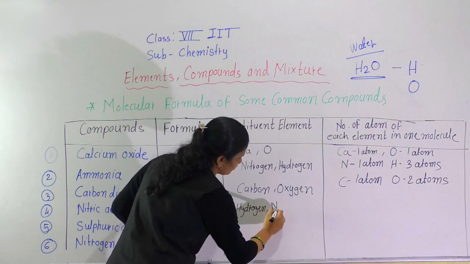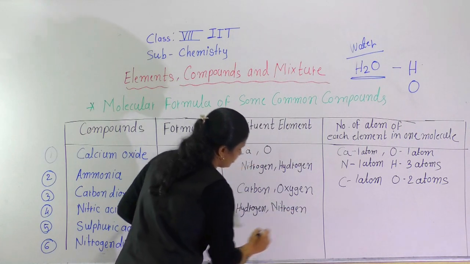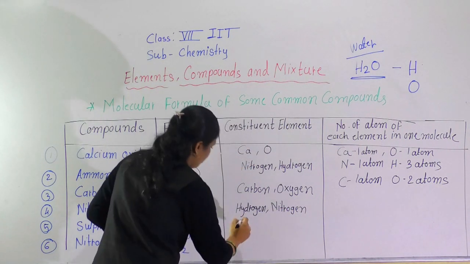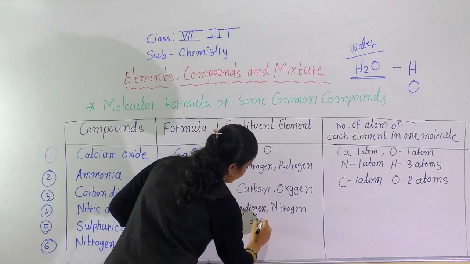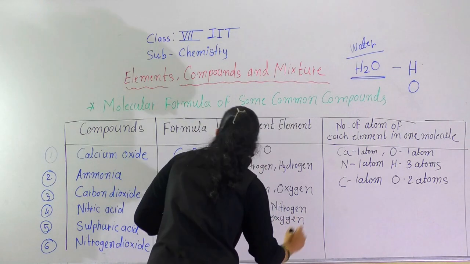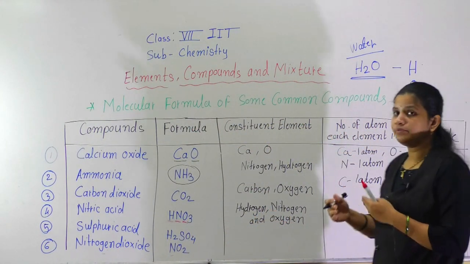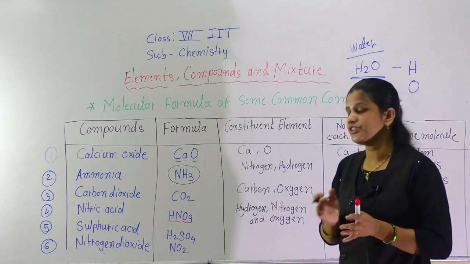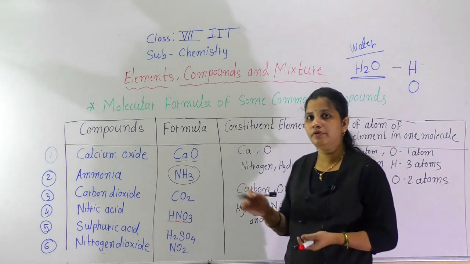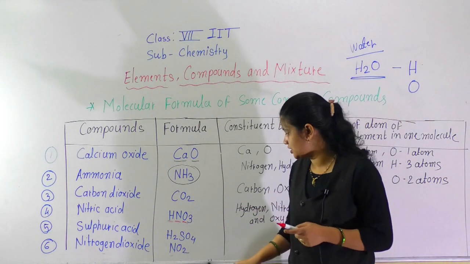Hydrogen, nitrogen, and oxygen. Okay. Now, how many atoms are present of each element? Here, what we have to see is how many atoms are present of each element.